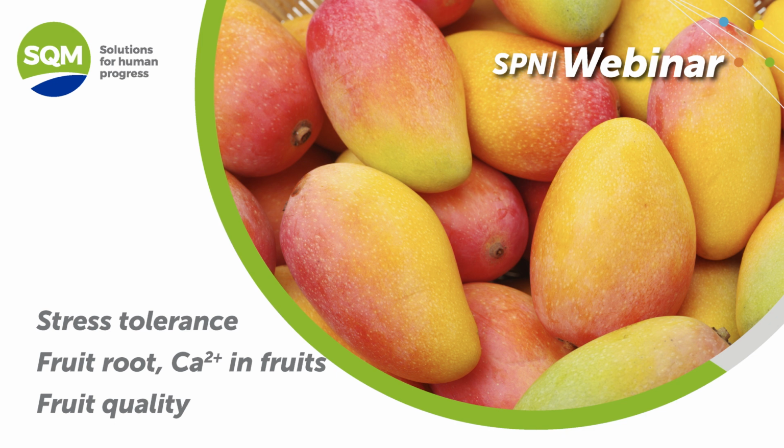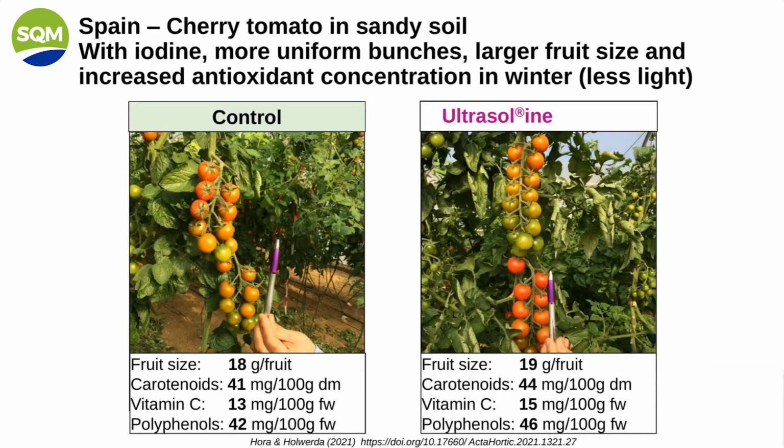On the points of stress tolerance, fruit rot, and calcium in fruits and fruit quality, I will start with a slide from a scientific trial in Spain on cherry tomato in sandy soil. Especially in the winter months when the days are short and there is less light going to the crops, we found that in the Ultrasoline treatment there were more uniform bunches, the fruits were heavier, larger, but also they had an increased antioxidant concentration in these months.